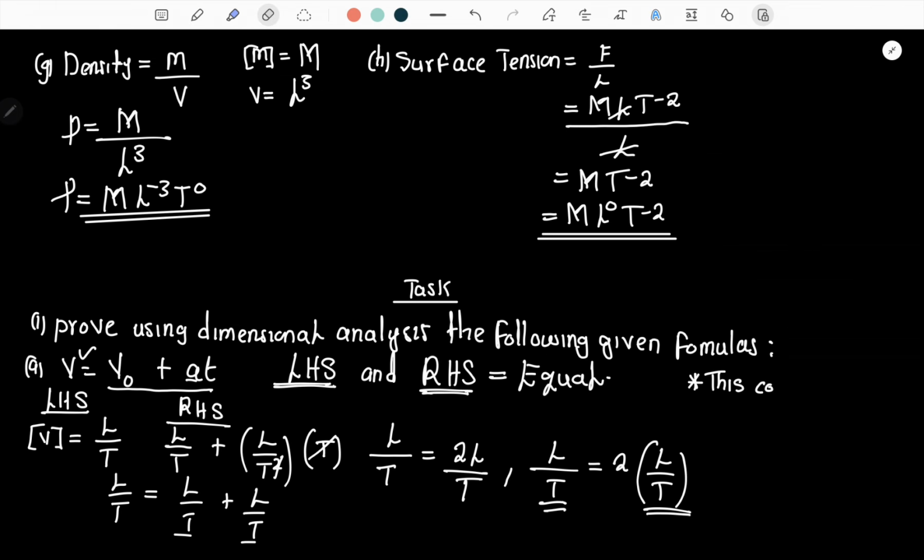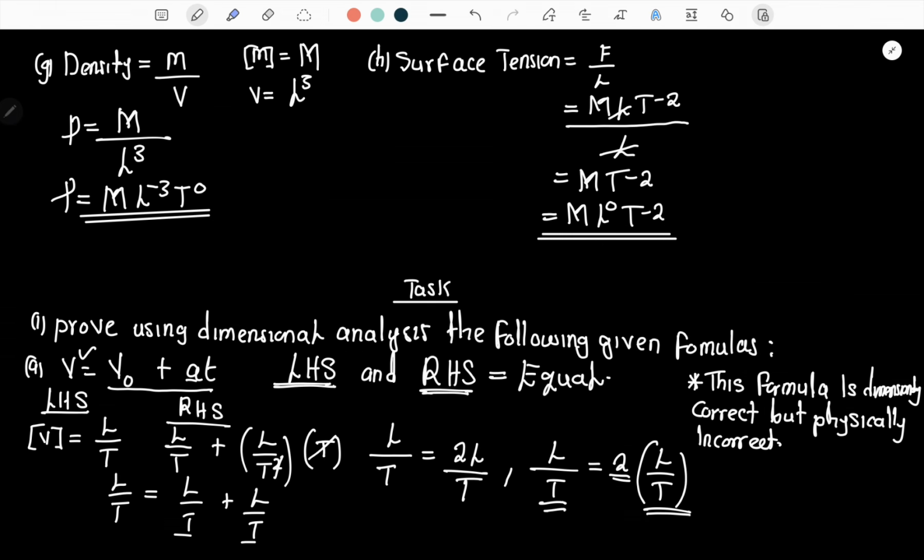this formula, sorry, I'm writing what I'm saying. So we said this formula is dimensionally correct, but physically incorrect. Okay? Why is it physically incorrect? Because of the 2. Okay? So you comment like that. This formula is dimensionally correct, but physically incorrect. Let's proceed to another one.